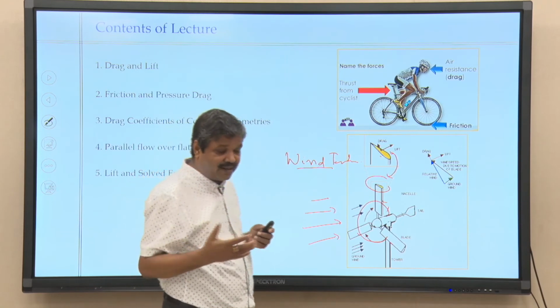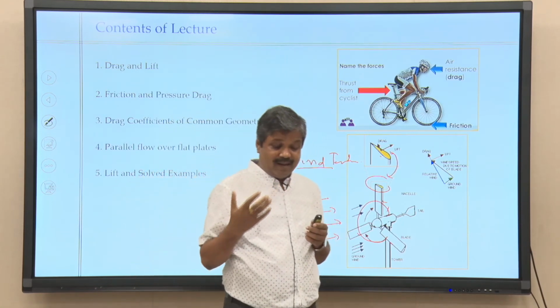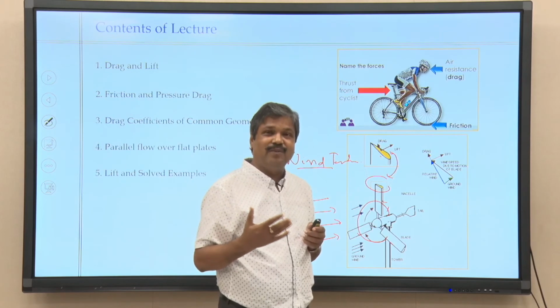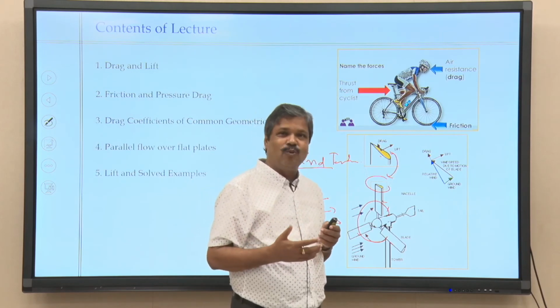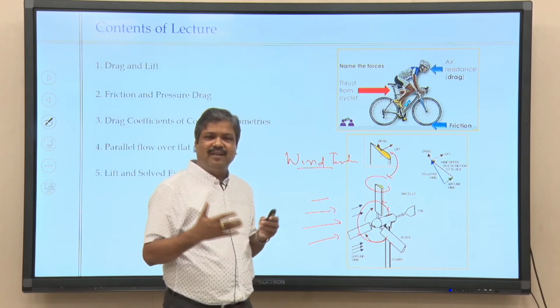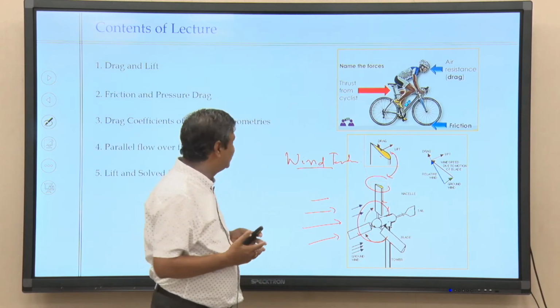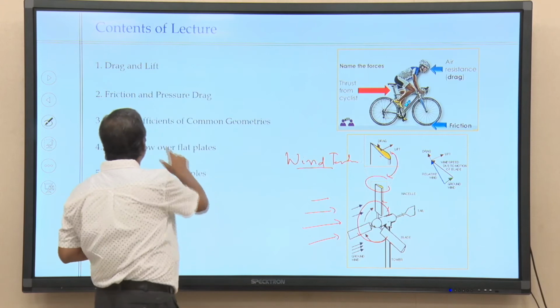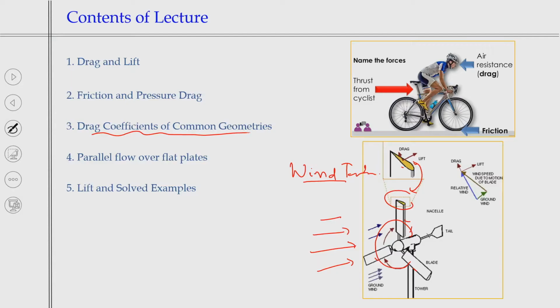So, it is a very interesting subject, but as we have very limited time to finish this course in this class, let us talk about drag and lift, friction and pressure drag, which, in terms of definitions, covers how the drag coefficients are for common geometries, as I just gave some examples, and parallel flow over a flat plate, which is the boundary layer.